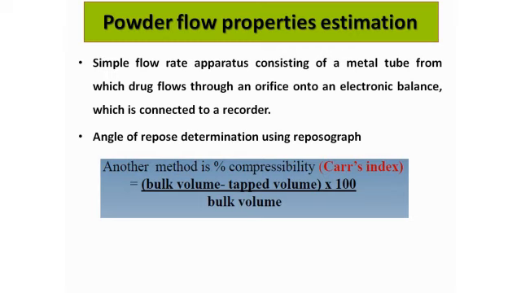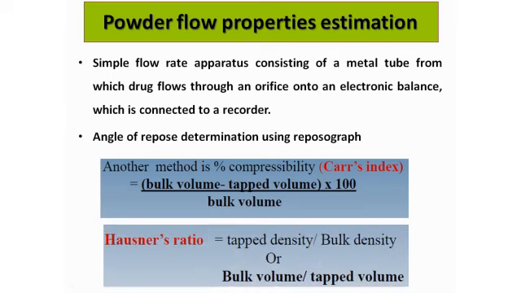It is the percentage compressibility. Carr's index is also known as the percentage compressibility. Carr's index is equal to bulk volume of the powder minus tap volume, multiplied by 100, divided by bulk volume, right?